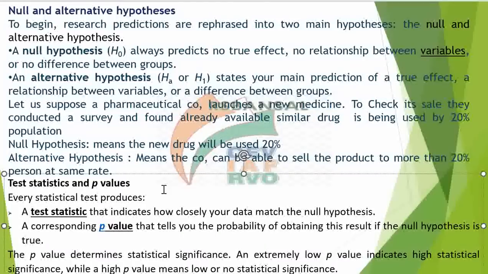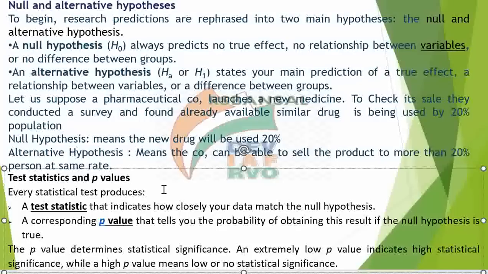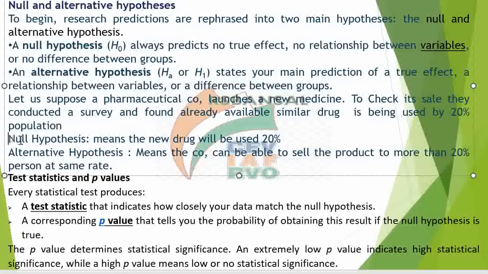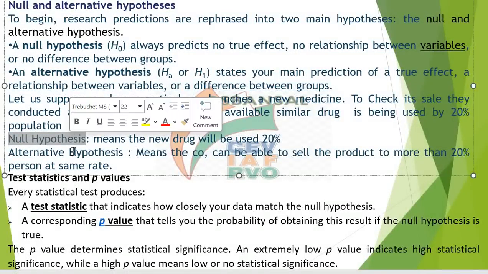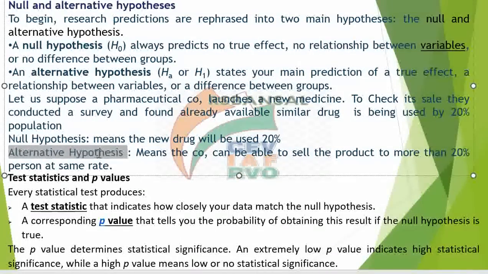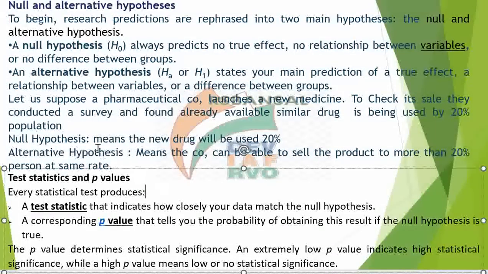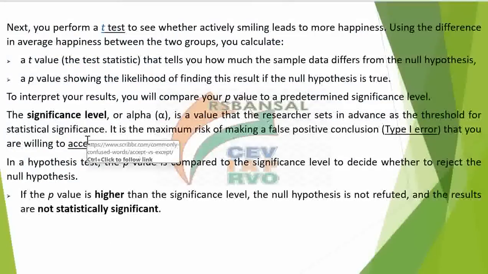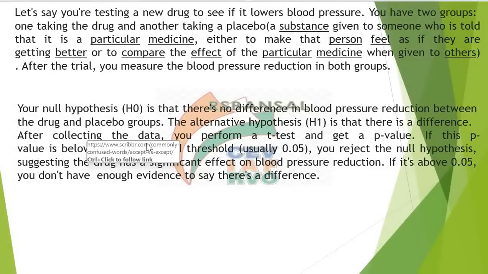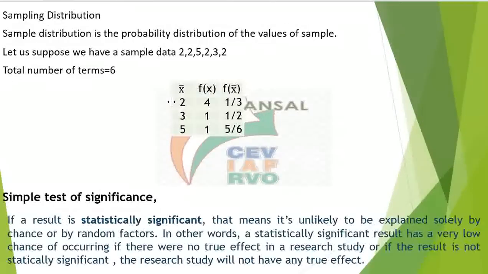So for that, t values and p values are calculated. How these values are calculated, to make things clearer, we will take one example. One thing should be clear: either the null hypothesis or the alternative hypothesis is applicable. It is not possible that both of them are applicable at the same time. They are opposite to each other. So we will take an example.